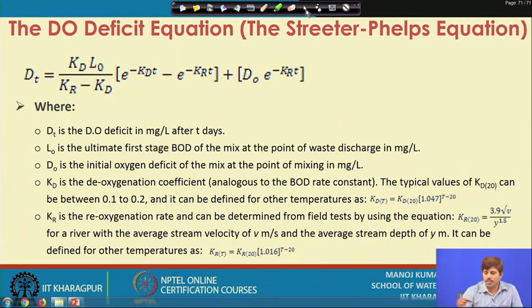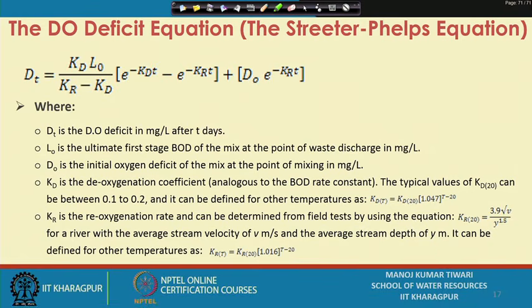Let us conclude these discussions here, and in the next class we will discuss further details of how this works, and how we can get the minimum DO level in river water and how far downstream it is going to arrive, the estimates of those.